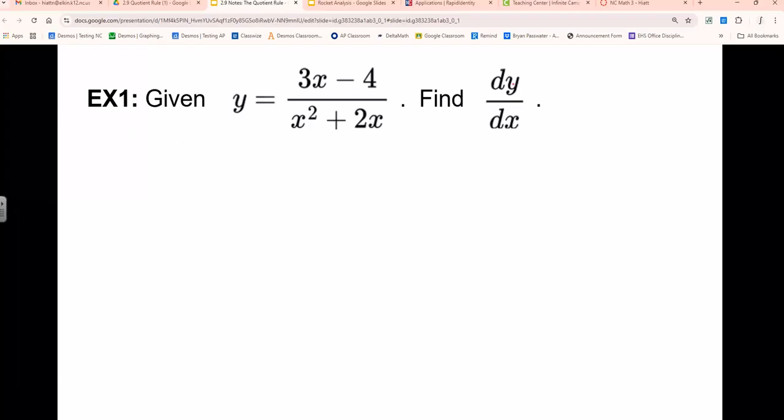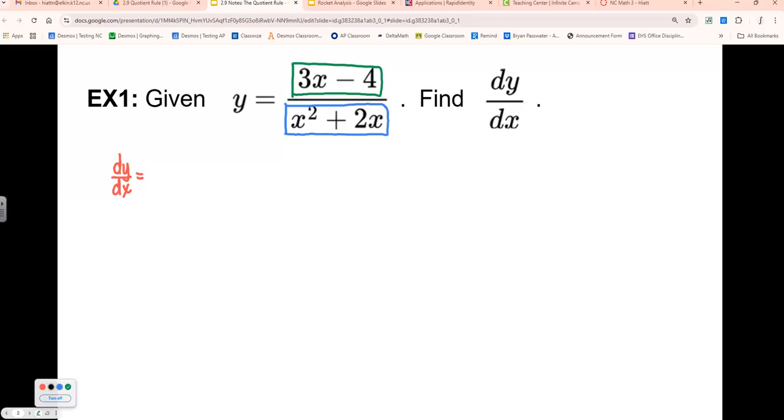Whenever I take the derivative, it asks me to find dy over dx, which is just the derivative. I'm going to use that notation instead of y prime since that's the notation that they use. And I'm going to color code this here for us. So I'm going to do low in blue. I'm going to do high in green.